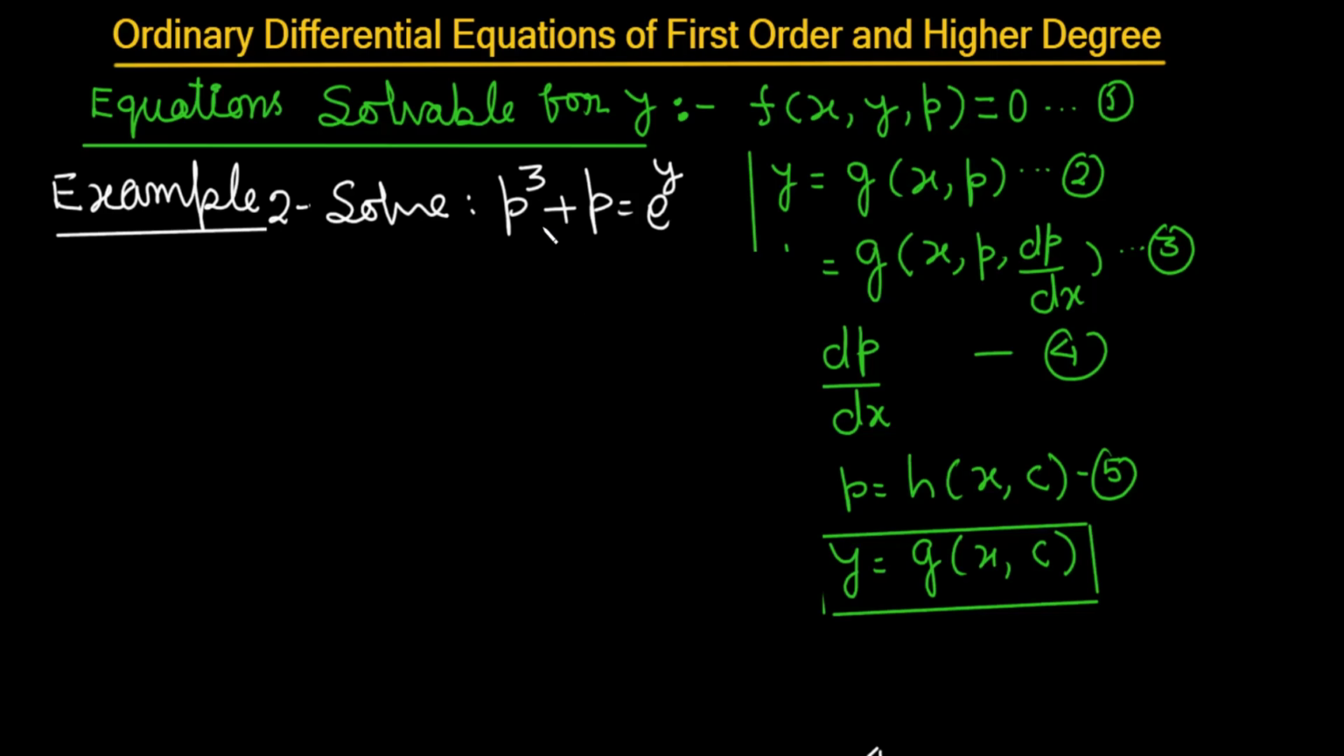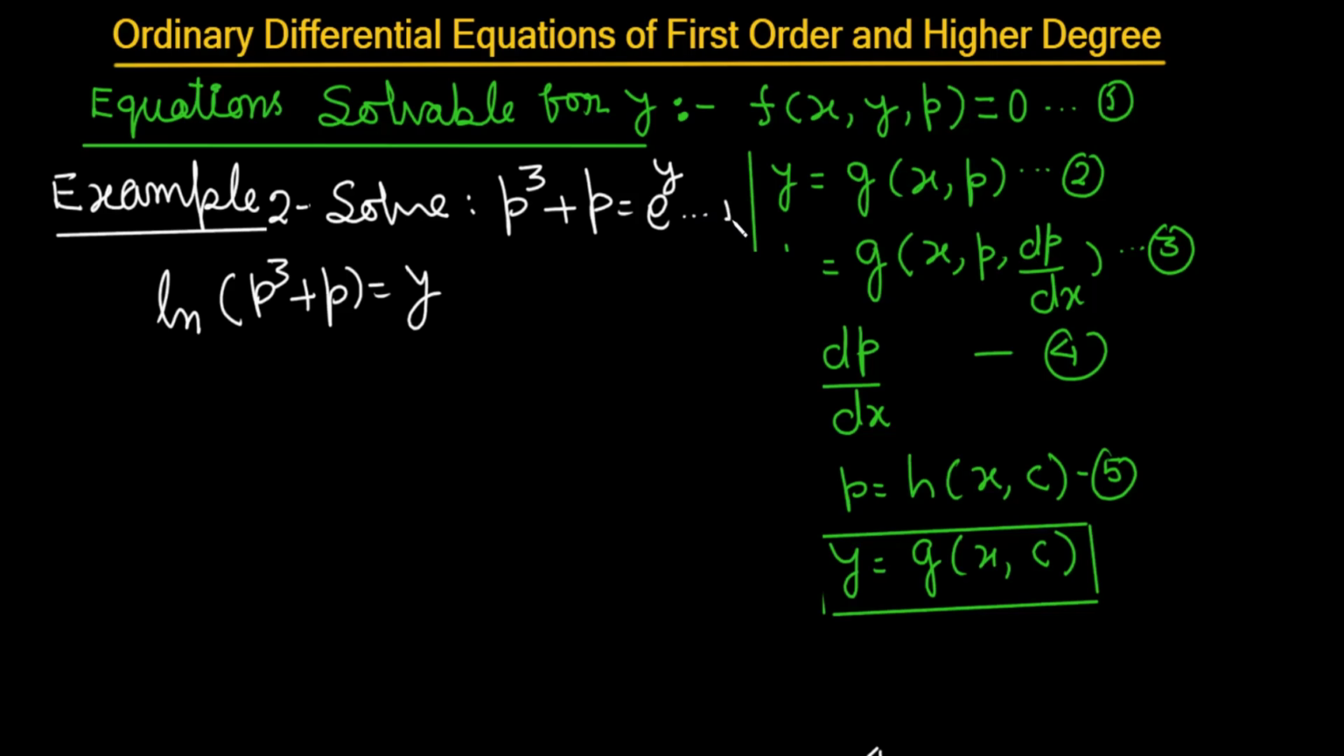Okay, now because of this pq factor, this is first order in the higher degree ordinary differential equation, and it involves y variable and p variable only. So it's possible to solve it for y. So we take logarithm both sides. So this becomes natural log of p cube plus p, and this is equal to y. So this equation is solvable for y.